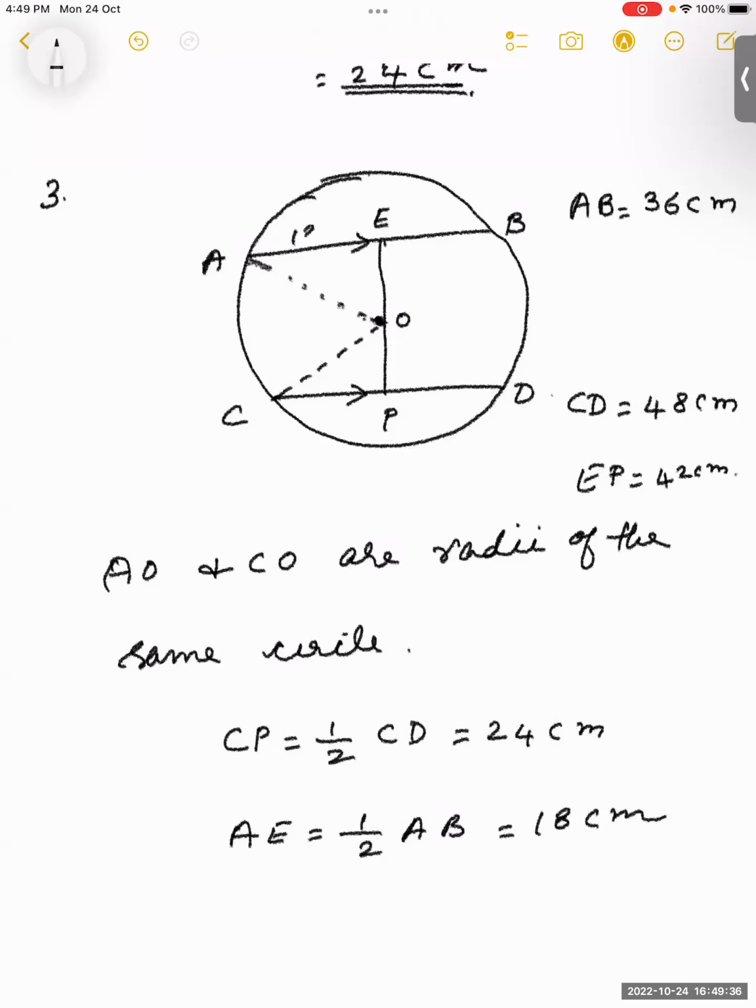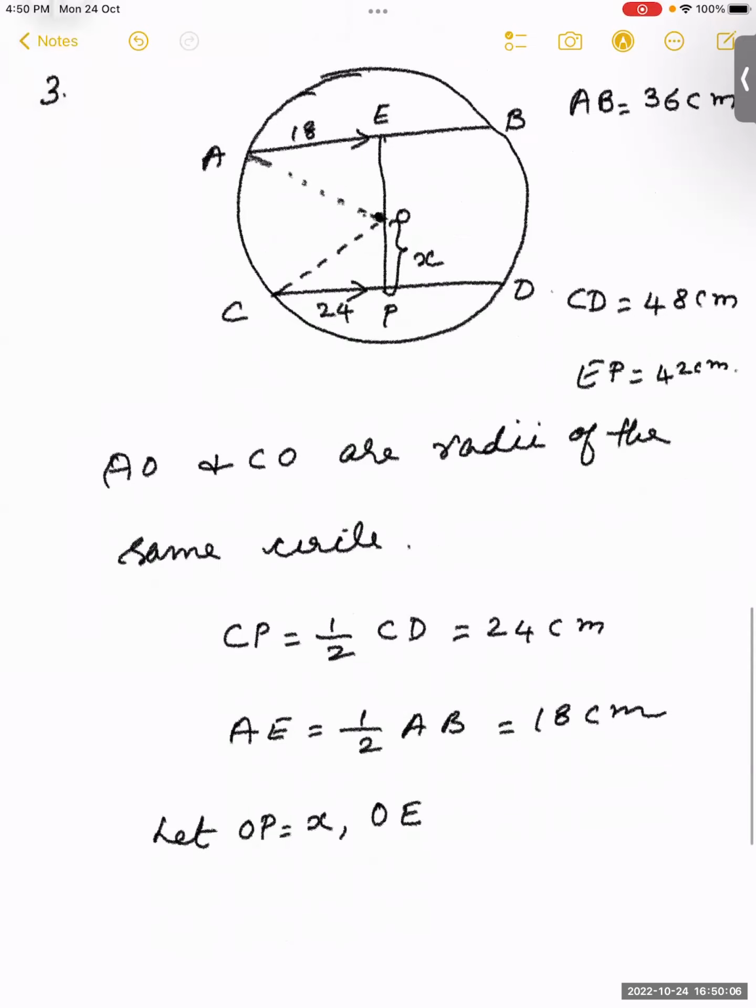Fine. So you have this as 18, the other one as 24. Now the total distance is going to be 42 centimeters. So let me take one part as X, because I don't know. What I know is the total distance is 42 centimeter. Let OP equal to X. Then what will be OE? OE is going to be 42 minus X.